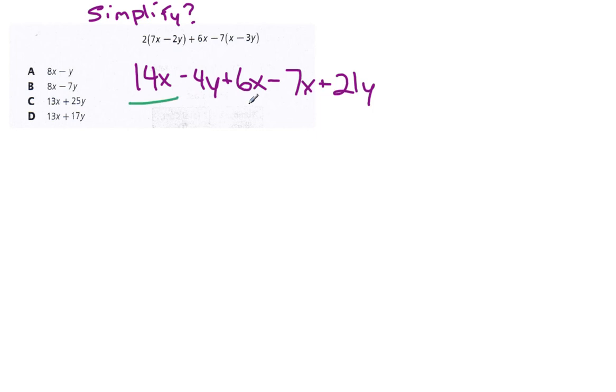Alright, so we combine our like terms here. We've got 14x, 6x, and negative 7x. That's going to be 20 minus 7, which is 13x. Take our y's here. We have negative 4 plus 21. That's going to be positive 17y. That's D. Not so bad.